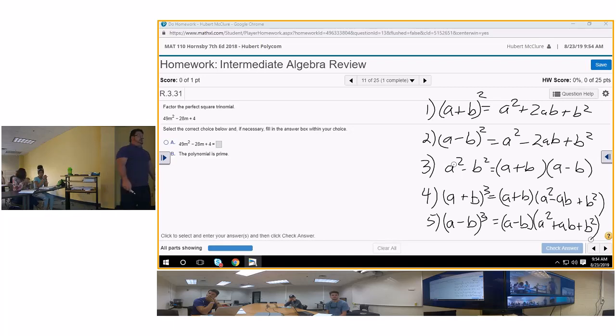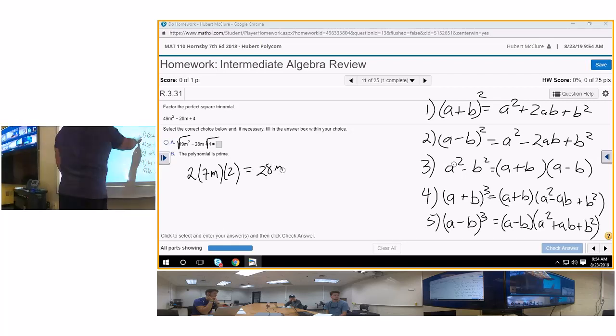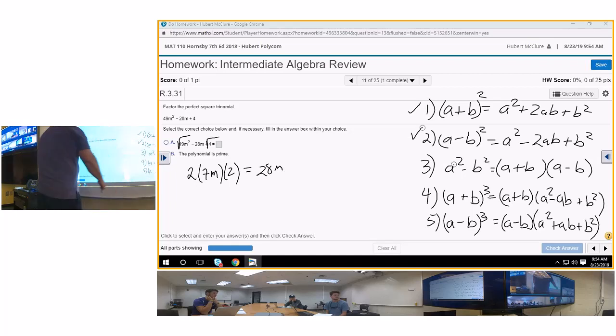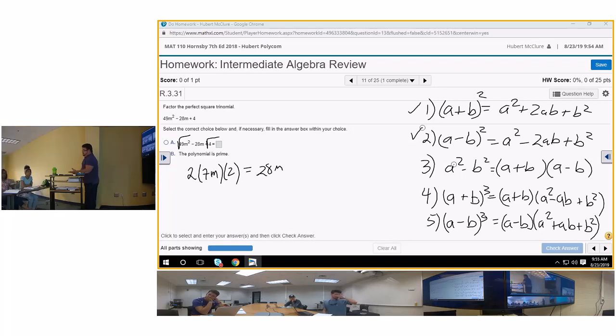So, to check, to see if it is, you take the square root of that, and multiply it by 2. And if you get the middle term, then it is a shortcut. It's one of these 2 shortcuts. And then you just plug and chug. You take the square root of the first term, the square root of the last term, and then plug it into the A minus B or the A plus B.